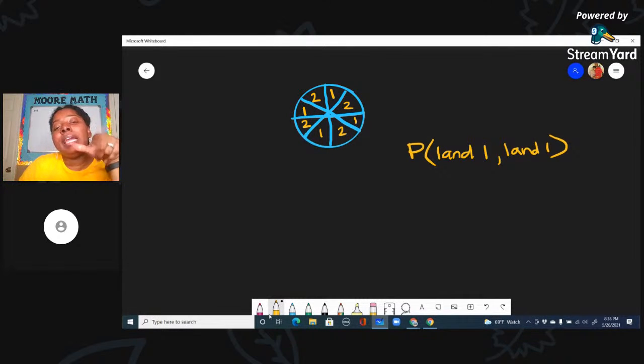So would this be independent or dependent? So I spin a spinner. The first time I land on a 1, I spin it again. And the second time I land on a 1. Independent. Very good. Why? The first one doesn't affect the second one. Yes, good.